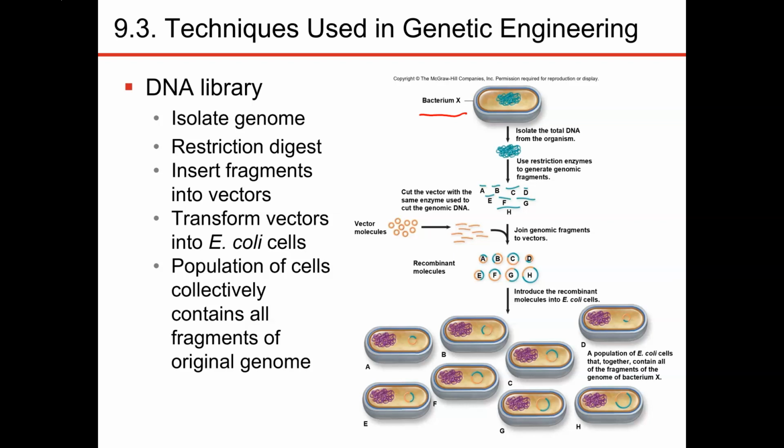We then use those same restriction enzymes to cut up vectors. And then we allow the vectors to recombine with the fragments. We introduce the vectors into bacteria, and now we have a population of cells that contain fragments of the original genome. So each cell has a different fragment in it.